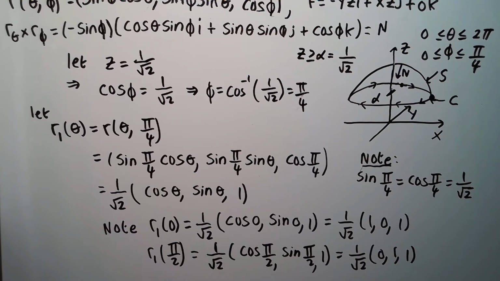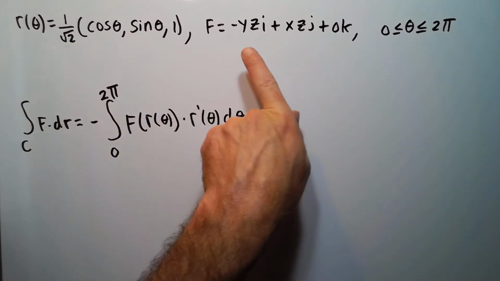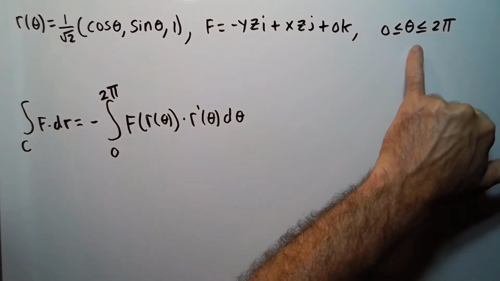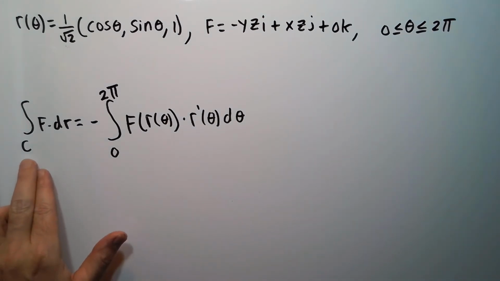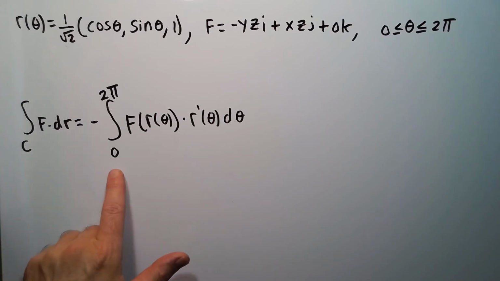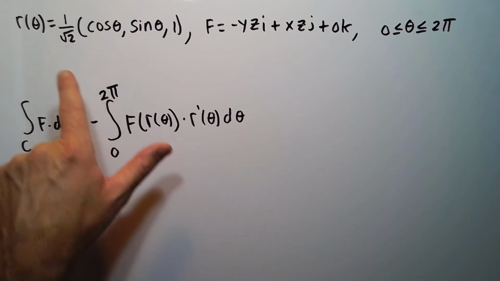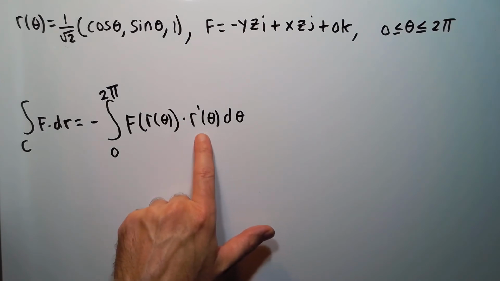Okay, I'm going to erase a few things and summarize what we have then. So summarizing, we have our r up here, we have our f over here, and the theta angle goes between 0 and 2 pi. So then our line integral will equal minus, because we have to reverse the orientation, the integral from 0 to 2 pi of f of r of theta dotted with r prime. So let's figure out r prime now.